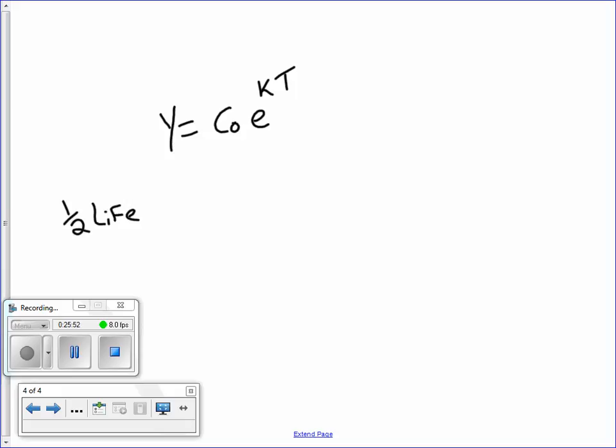The concept of half-life is used when k is negative and something's decaying. So I start with some initial quantity and it's decaying exponentially. The half-life is the time it takes for the quantity to be cut in half. If I start with 100 atoms of an element, how long does it take to decay so that I have only 50 atoms left? That's the half-life. If you have 100 milligrams of some medicine in your bloodstream, how long does it take for your body to metabolize 50 milligrams of it, so that you have only half left? That's the half-life of the medication in your bloodstream.